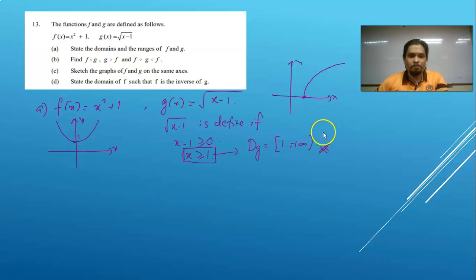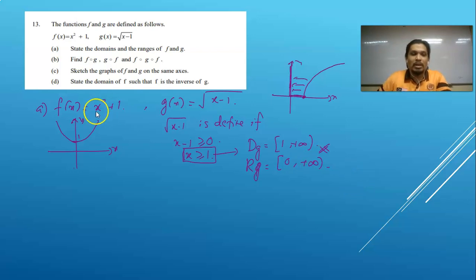So now the range of this function, the range of g, starts from the point where y is 0 here. All values of y are positive. So it means that the range is 0 to positive infinity.